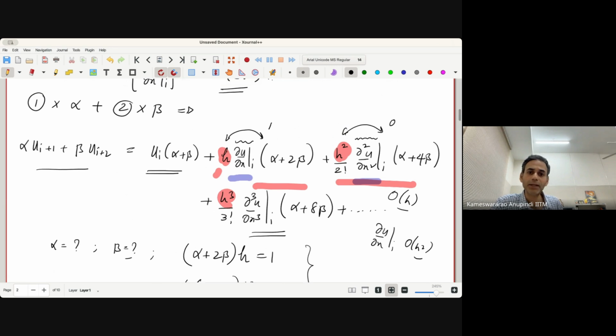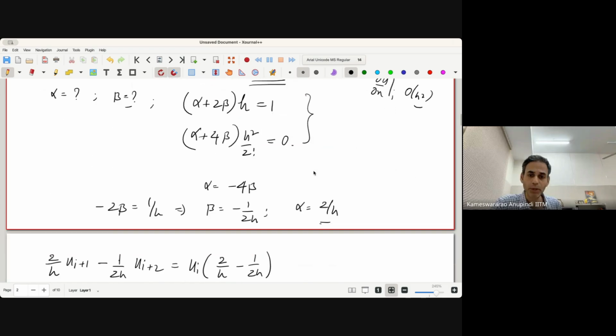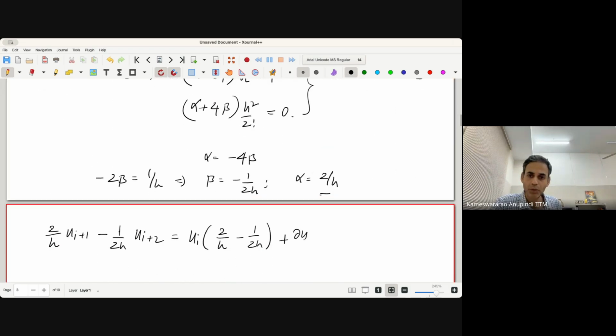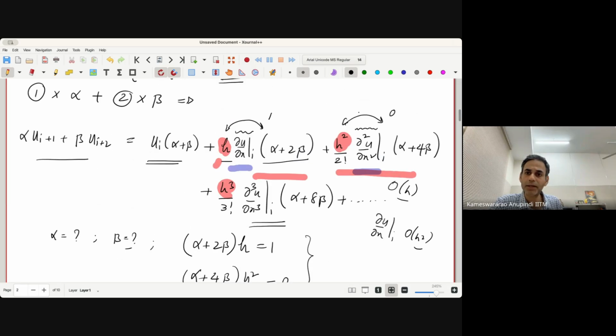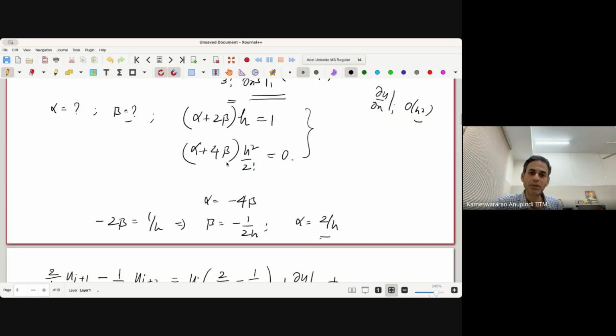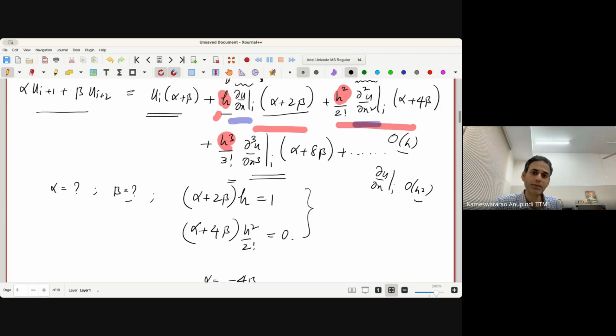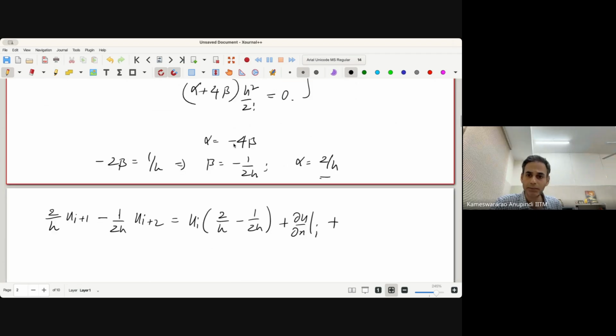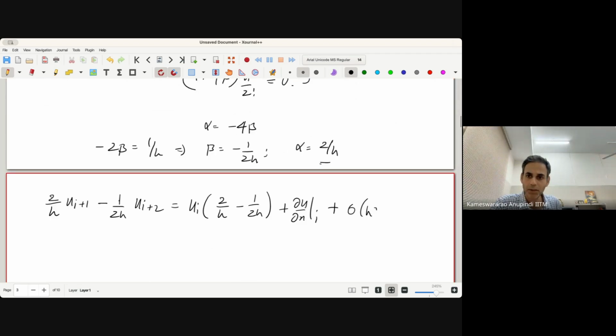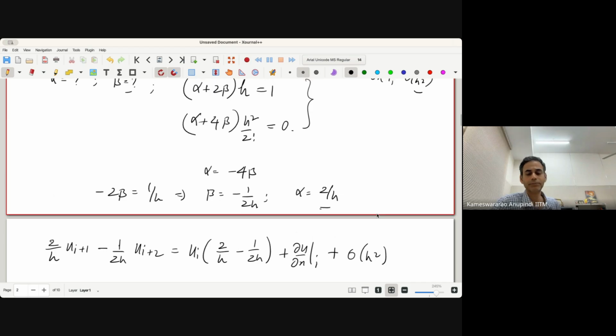And then this term, h times alpha plus 2 beta, I made it 1. So this term is going to become plus dou u by dou x at i, plus this term, I made it 0. So as a result, this term is not there. And then this term is going to be h cubed divided by h, right? So this is going to be just h square. Essentially, this is order h square, right? Okay, so that's what I have.